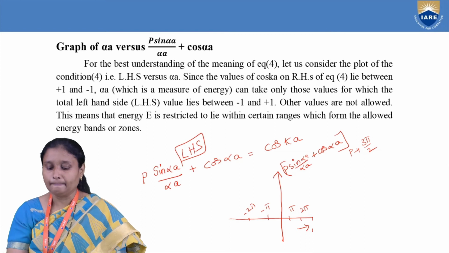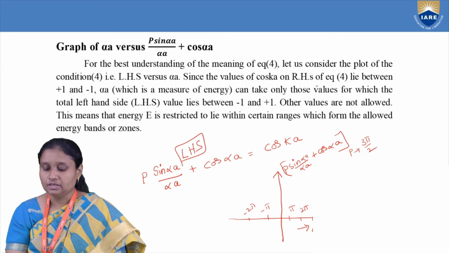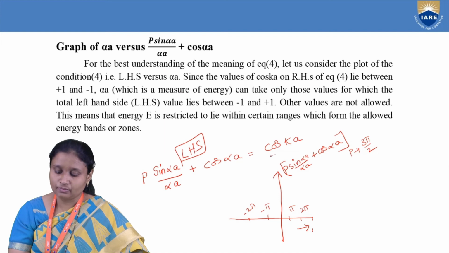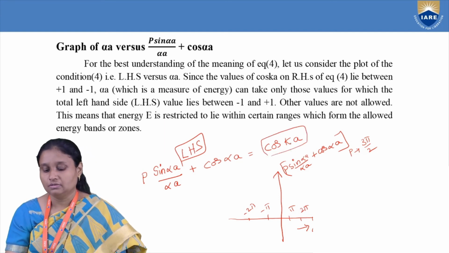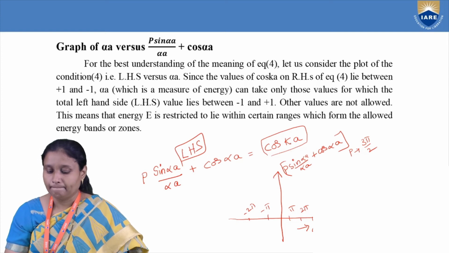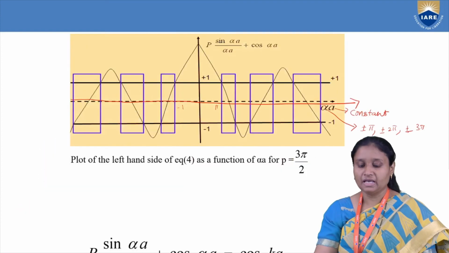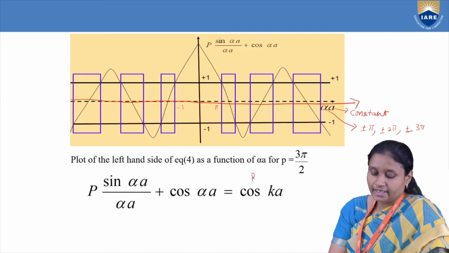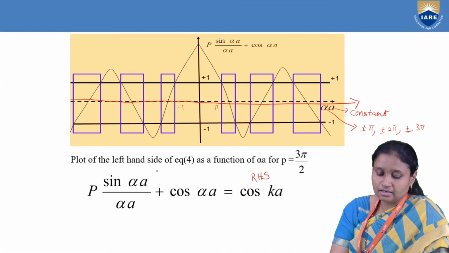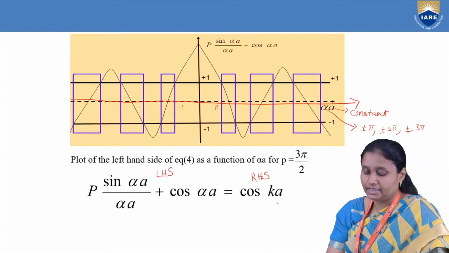Now see here, I have plotted the right hand side. What I have on the right hand side of this equation is cos. So now, coming back here, we have this equation. This is our right hand side and this is our left hand side.